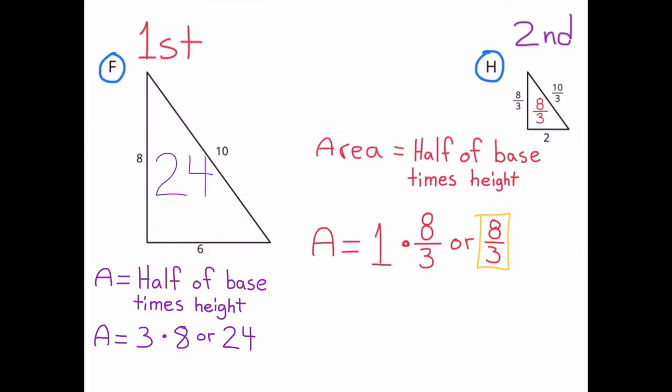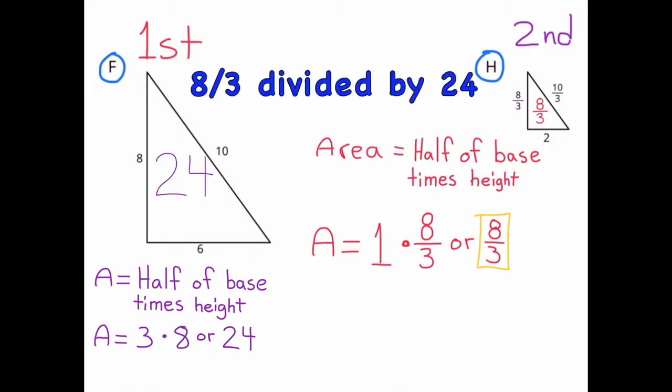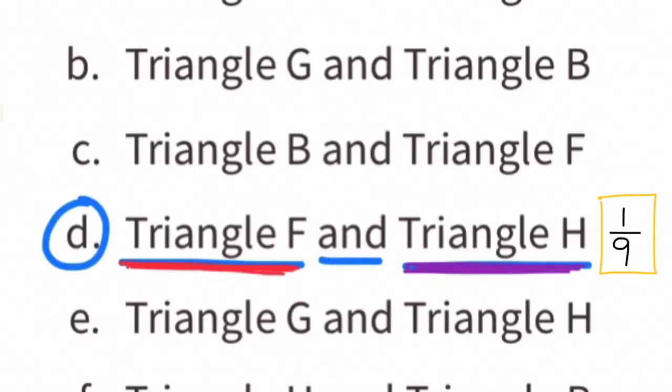But anyway, to figure that out, we need to divide the area of triangle H by the area of triangle F. 8/3 divided by 24. 8/3 divided by 24 is 1/9. The area for triangle H is 1/9 the size of the area of triangle F.